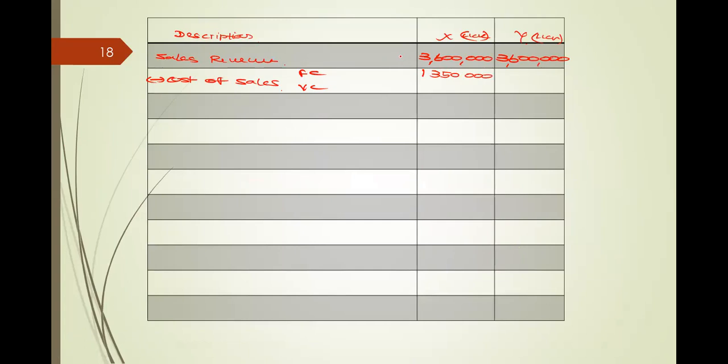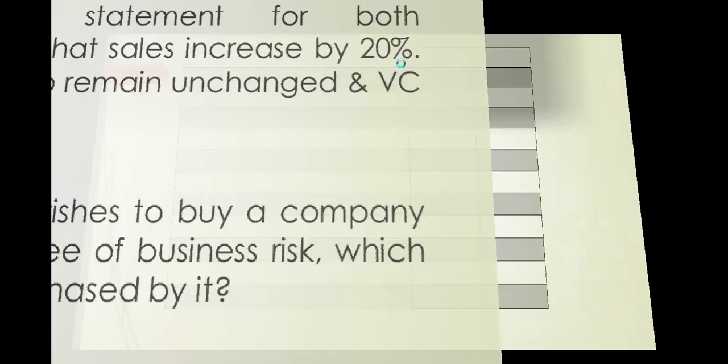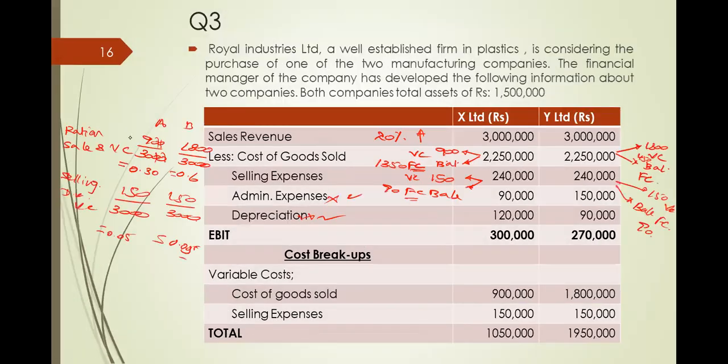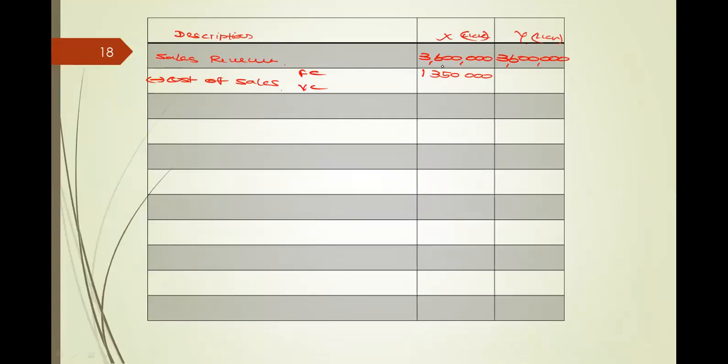Now we can calculate the variable cost. Now we have calculated the ratio between variable cost and sales. Here 0.3. That means 30% of the sales is variable cost related to the cost of sales. Tell me the variable cost now.